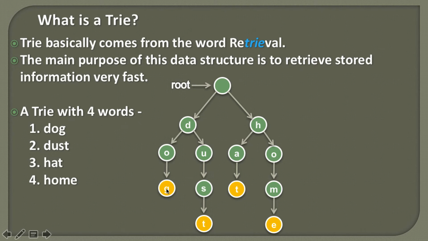So friends, after storing G, we know that dog is in the trie, so we mark the last node in yellow color, stating that this is the end of the word. For example, if we take hat, then from the root we point to H, from H to A, and from A to T. Now as T is the end of the word, we mark it in yellow color. Moving ahead.